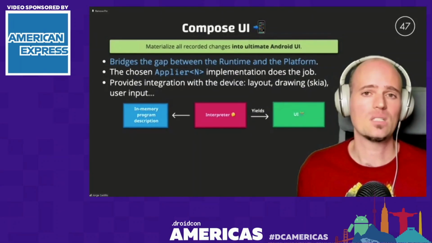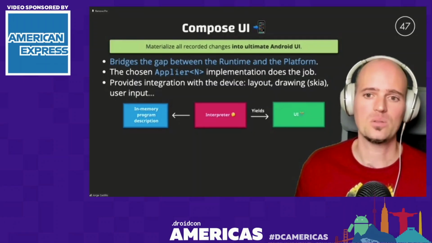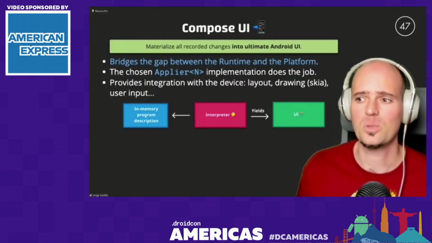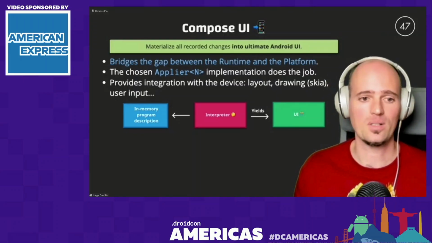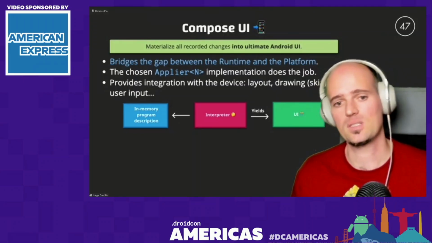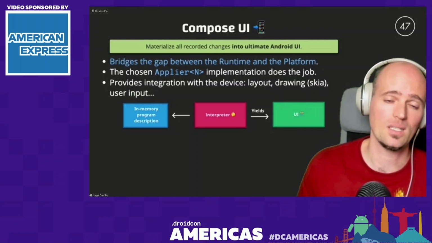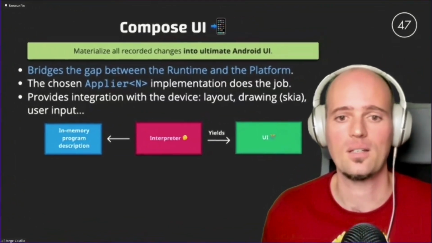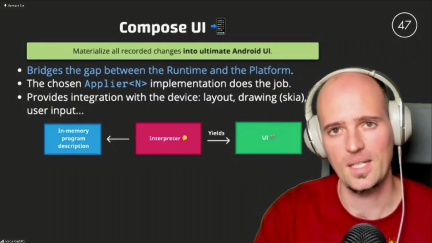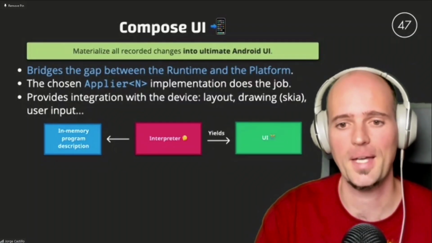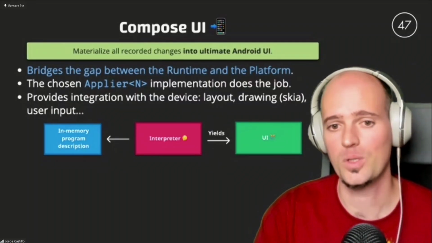It provides integration with the device in terms of layout, drawing using Skia, user input, and all that. This is more or less the same diagram again. So we have the in-memory description of the program, then the interpreter that interprets it, and then you yield a final snapshot, we could say, of the UI state or the UI on your device.